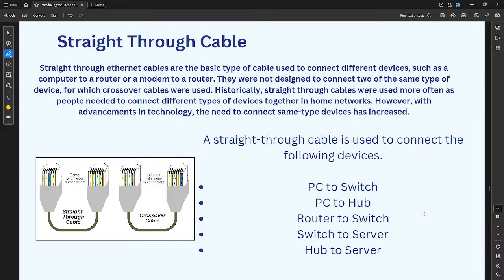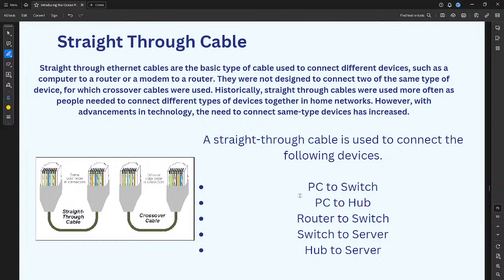Finally, we have the straight through cable. Here we use this cable to connect PCs to switches, PCs to hubs. I believe you must have seen these types before. So we have straight through. We also have crossover, but this uses the RJ45 Ethernet cable. And you can see for the straight through, when we are connecting two devices, for instance a PC to PC, we use this step. A straight through cable is used to connect the following devices, a PC to switch.